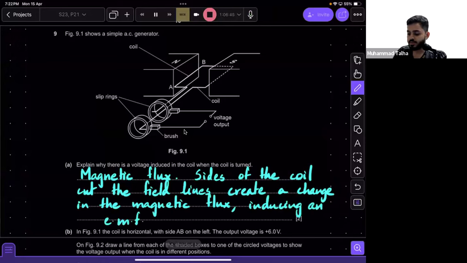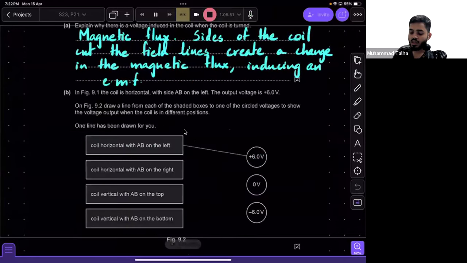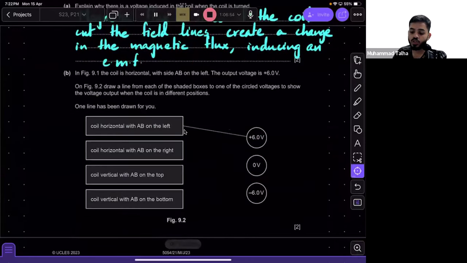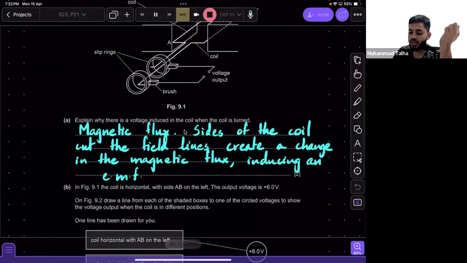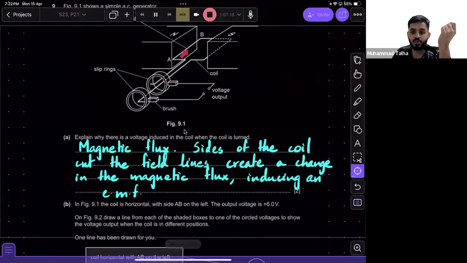All right. Next one. 9.1. In 9.1, the coil is horizontal with AB on the left. Output voltage is +6. On 9.2, draw a line from each of the shaded boxes to one of the circled voltages to show the voltage output when the coil is in different positions. One line has been drawn for you. When the coil was like this with AB on the left, the question says that it gives us positive 6 volts. Similarly, when the coil is rotated through to a position when AB is here, because now it's cutting the field lines in the opposite direction, the EMF induced would also be opposite, right? So then it's going to be -6.